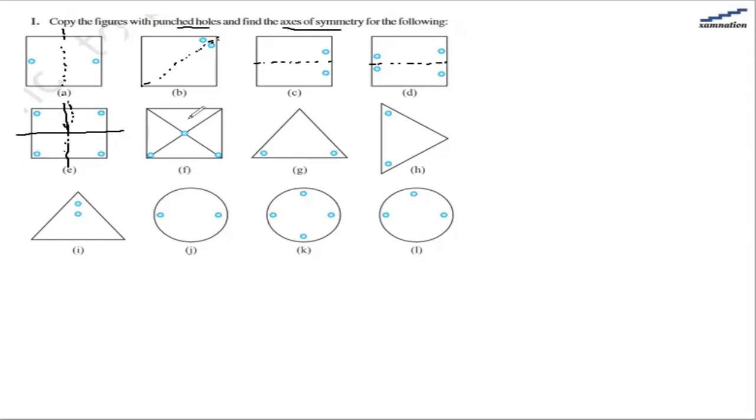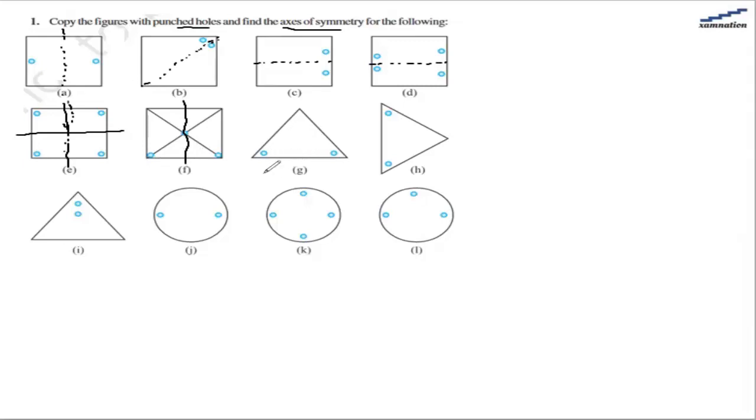In the fifth part, we can have the axis of symmetry like this. This is a vertical line, and it is passing through this dot, so that it divides the whole shape into two equal identical shapes.